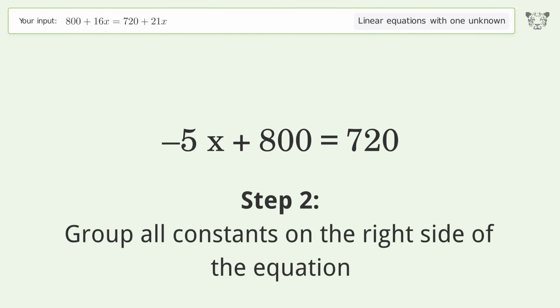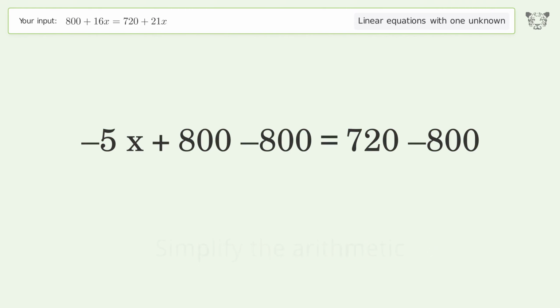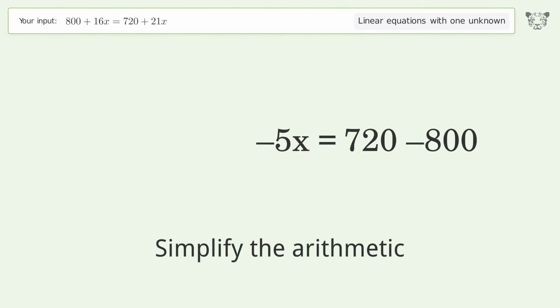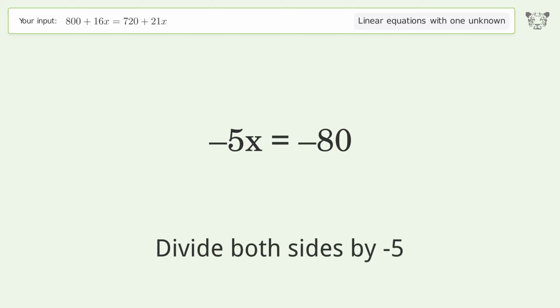Group all constants on the right side of the equation. Subtract 800 from both sides. Simplify the arithmetic. Isolate the x. Divide both sides by -5.